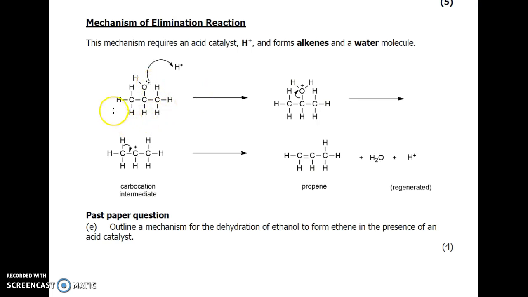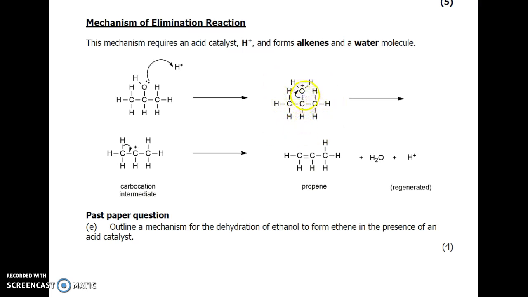Okay, so the first step is shown here. We have got propan-2-ol. We've got a lone pair on our oxygen for our alcohol, and that attacks a hydrogen ion. This gives us this intermediate here. Now, we've got a positive charge on an oxygen. This is an energetically unfavorable situation. So we lose a molecule of water from this intermediate.